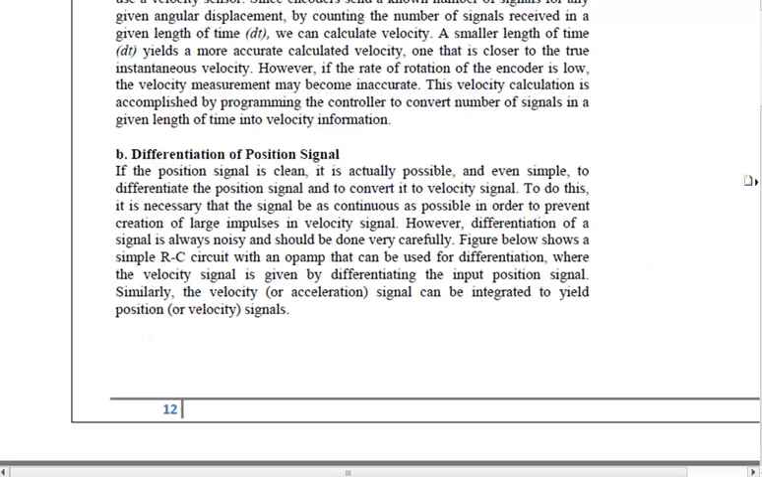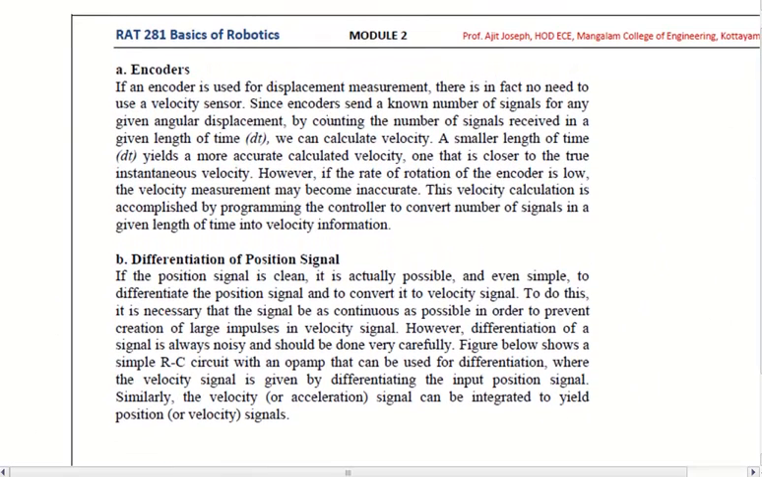So velocity sensors are basically, first, directly from the encoders, where we look at the number of signals received in a given length of time. So we count that, and then we divide that delta x by delta t, the time period taken, and we can calculate the velocity. The issue is that this will become inaccurate. When does it become inaccurate?